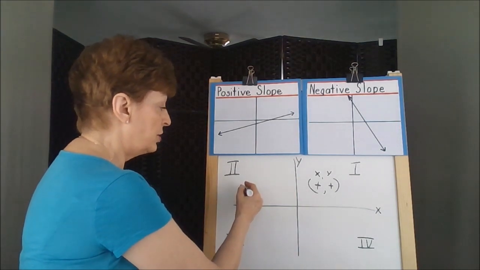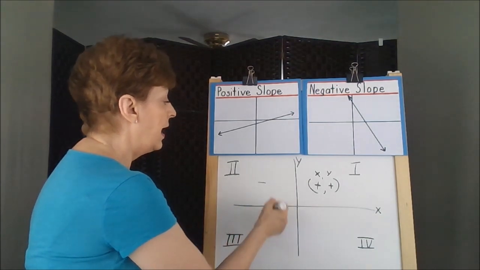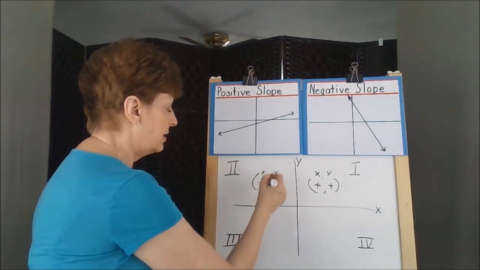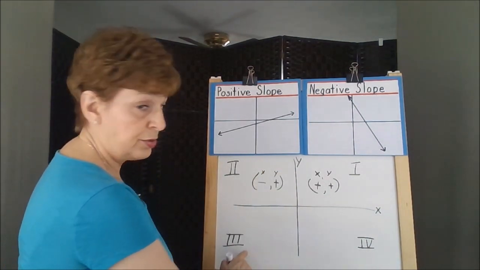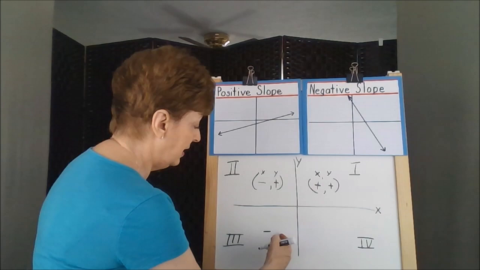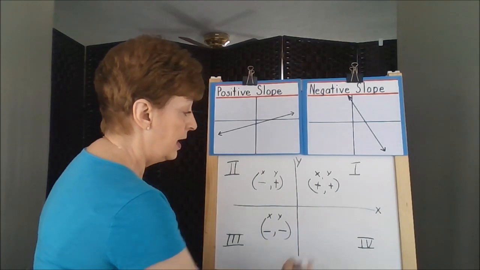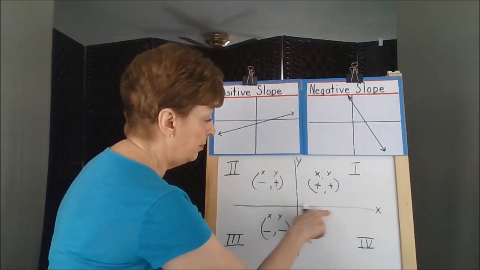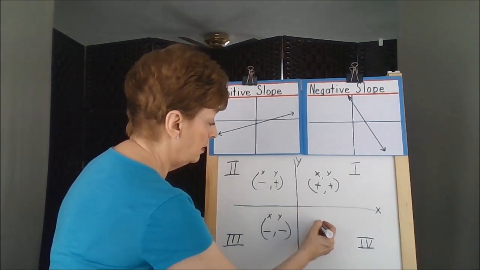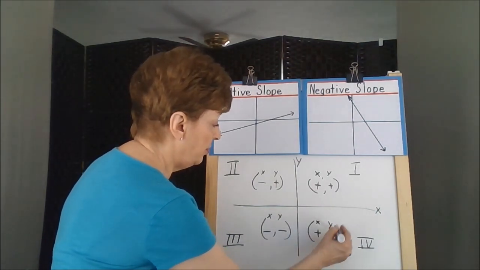When you go to quadrant 2, you're going in the negative direction on the x-axis and a positive direction on the y. So now we're going to have this situation. In the third quadrant, our values are negative on the x and negative on the y. And on the fourth quadrant, you're going positively in the x direction, and your y term would be down. That's negative. So your ordered pair would look like this.